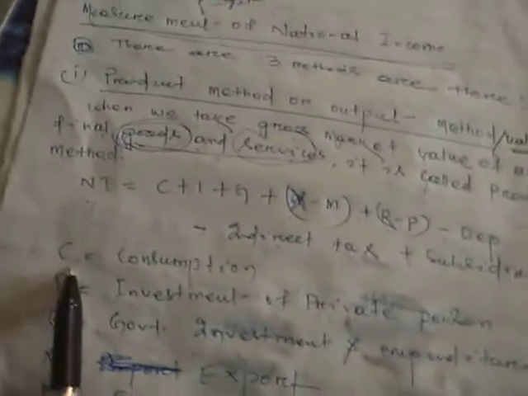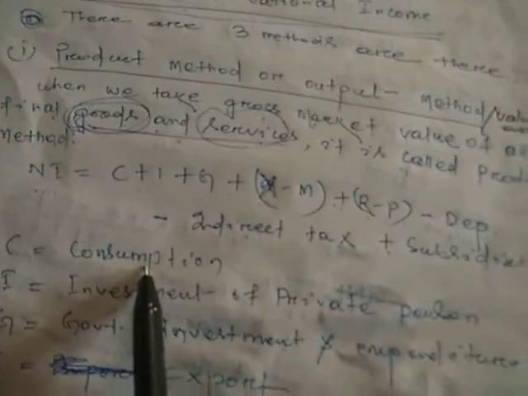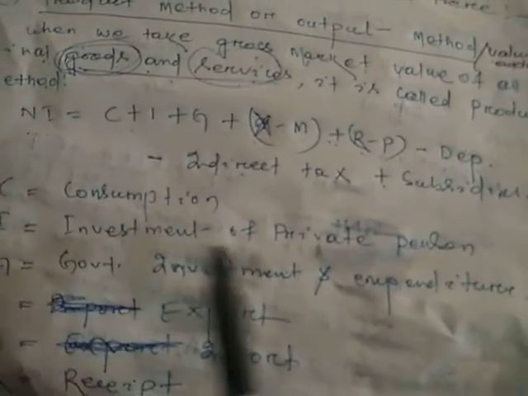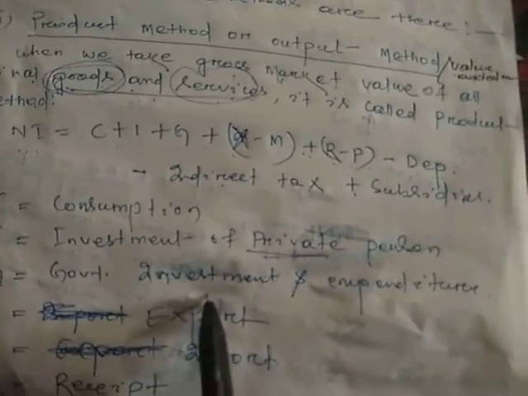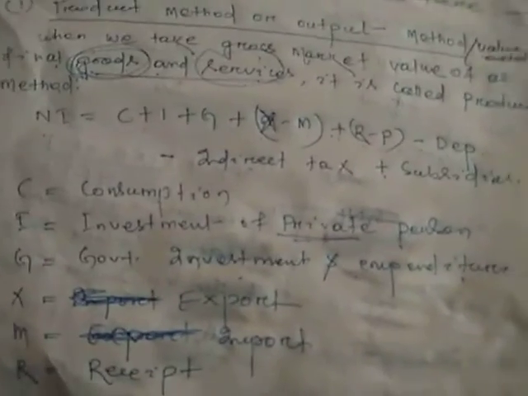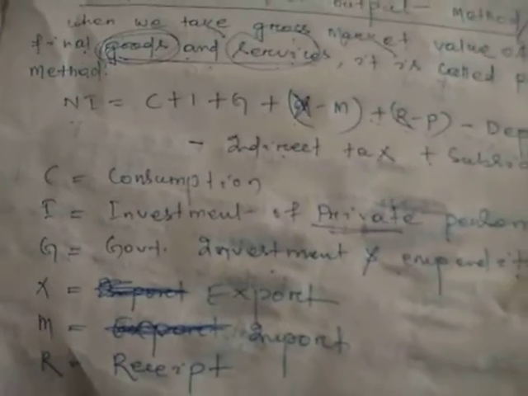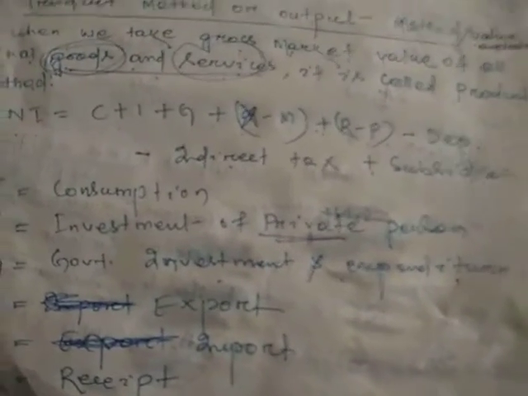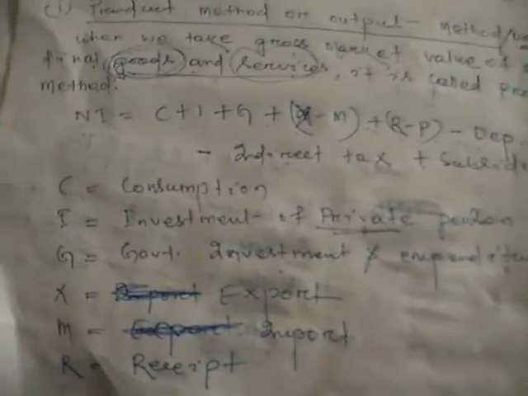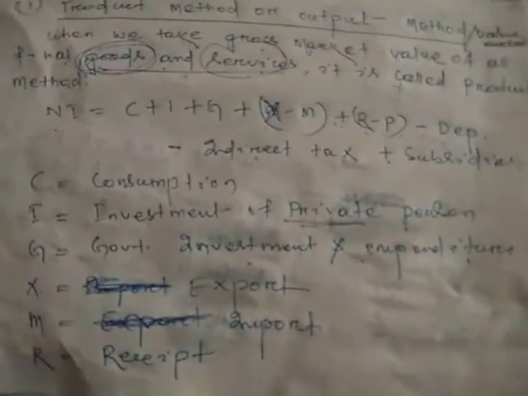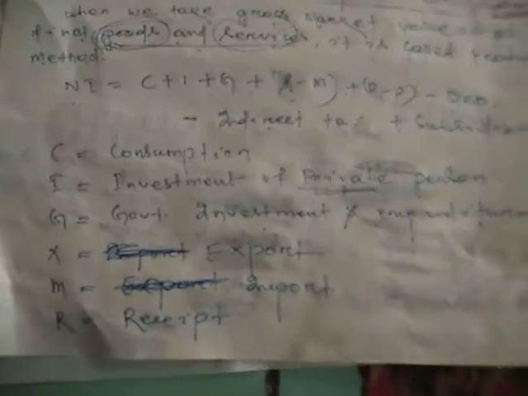So what does it mean? C means consumption, I means investment of private person, and G in the sense government investment and expenditure, because there are certain sectors where government invests and its expenditure is also there. Making of roads, bridges, country infrastructure, that is government investment, government expenditure. You can take a better example, today's COVID-19 hospital prepared, it is government investment, government expenditure, for the benefit of the public.